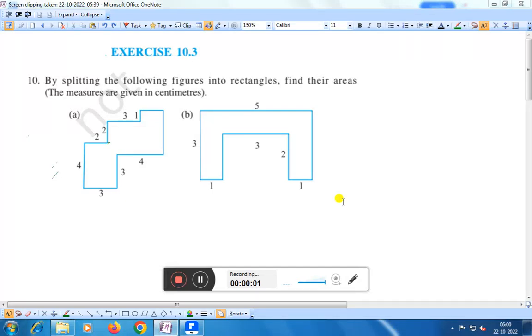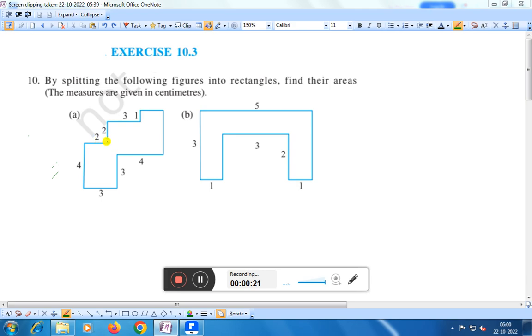Hello everyone. Today we shall discuss exercise 10.3 question number 10. By splitting the following figures into rectangles, find their areas. The measures are given in centimeters. Right? You have to find the area of those figures. We will divide this into various rectangles.